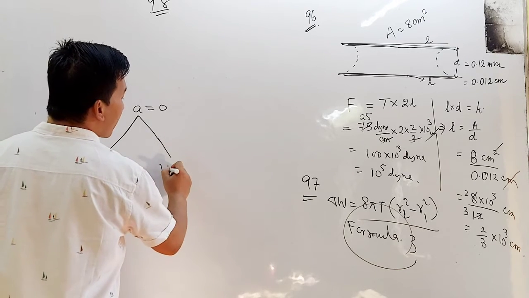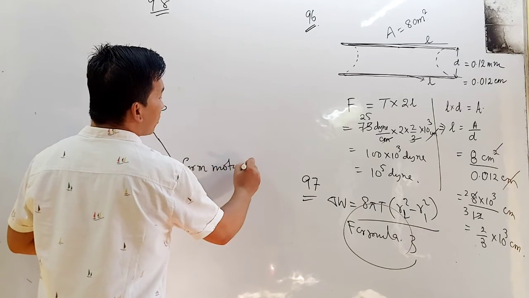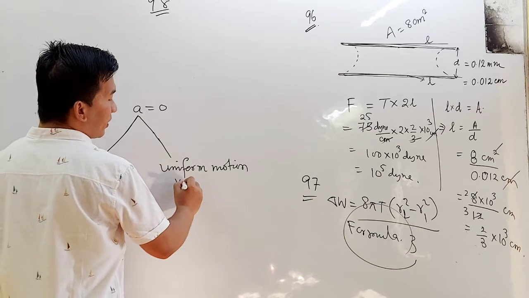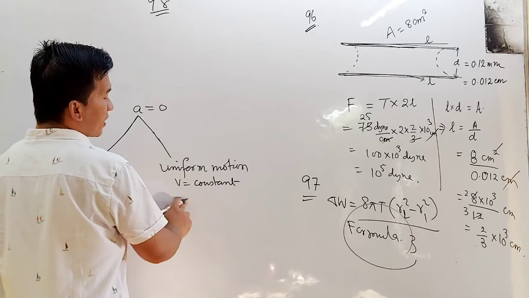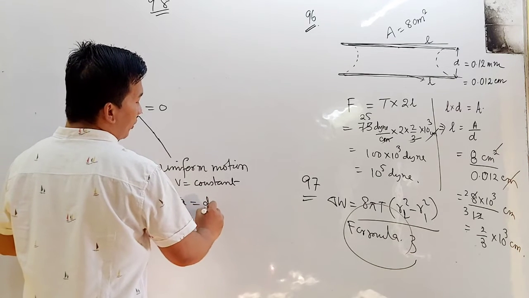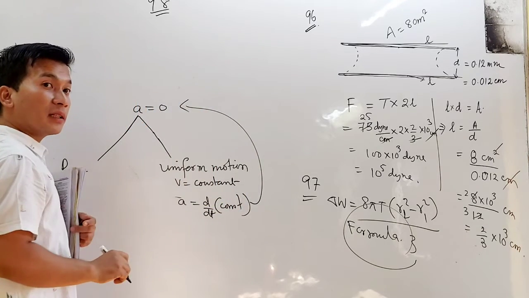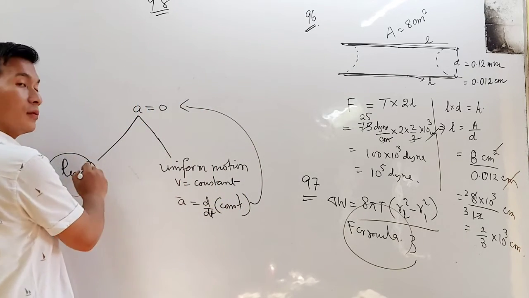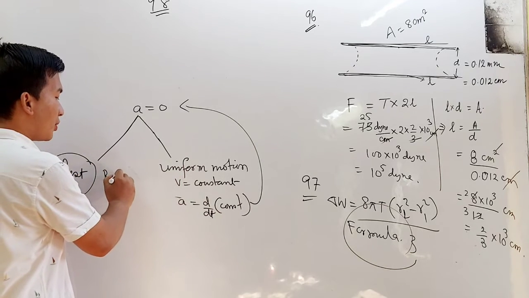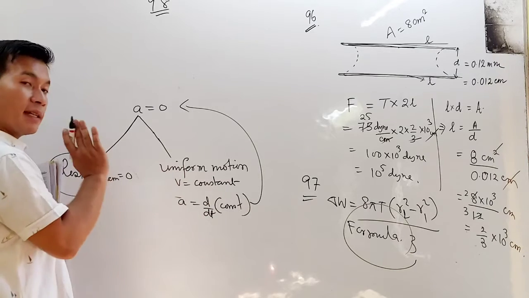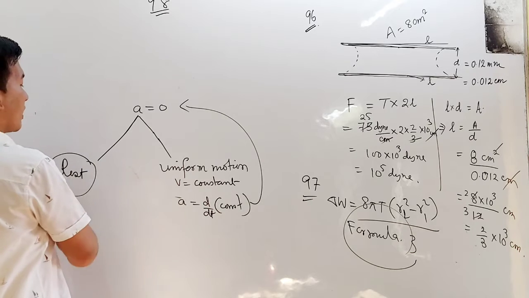When the body is in motion, it must have uniform motion. Uniform motion implies that v is equal to constant. If velocity is constant, then acceleration is d v by dt of a constant value, which will be equal to 0 automatically. Similarly at rest, there will be no change in the displacement, so the position doesn't change.